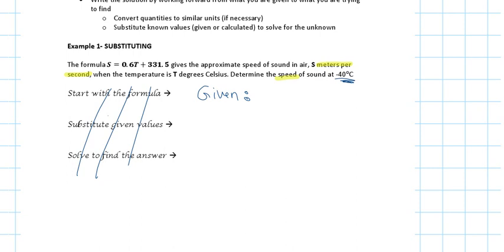The temperature is negative 40 degrees Celsius. So what are you looking for? The speed of sound. S. You're looking for what S is.